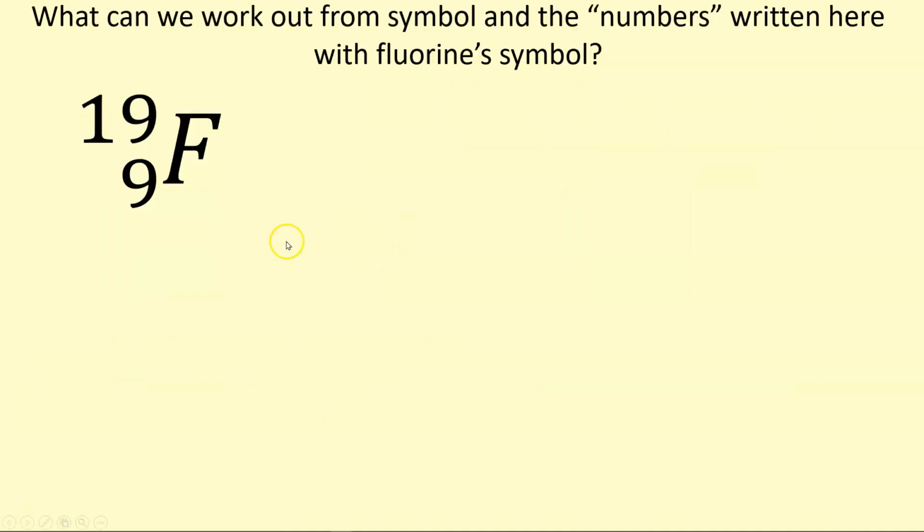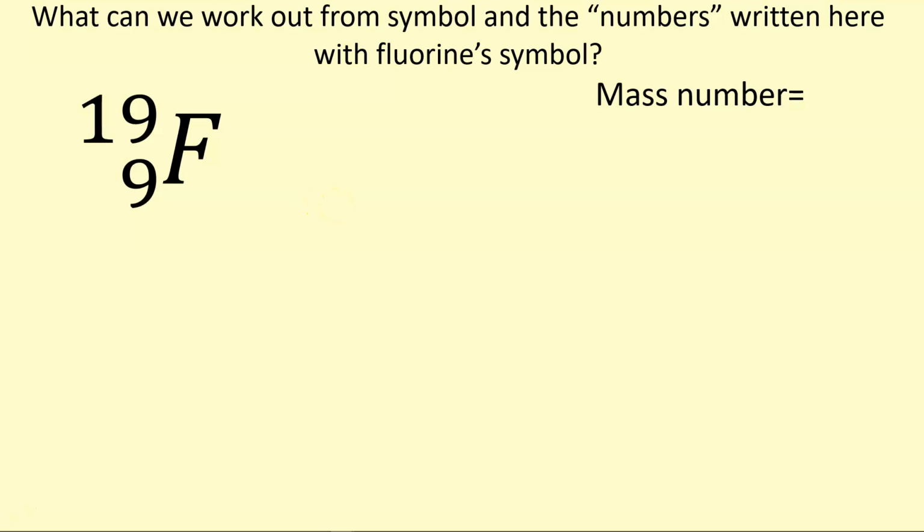First, let's think about what we can work out when we're given the following. This is showing fluorine with the atomic number and the mass number. Pause the video, think about everything you can work out, and then push play. There are a lot of things we can work out.